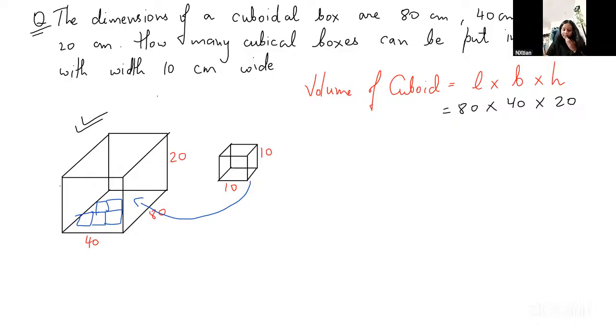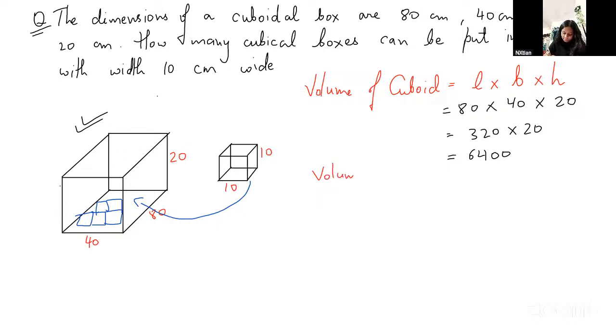Okay, 8 fours are 32. 320 times 20. Okay, multiply. 640, ma'am. Yes, Joshua. 64. No, ma'am, that's fine. 6400. Okay, close enough. 6400. Now, volume of cuboid. We will find out. Oh, sorry, cube.